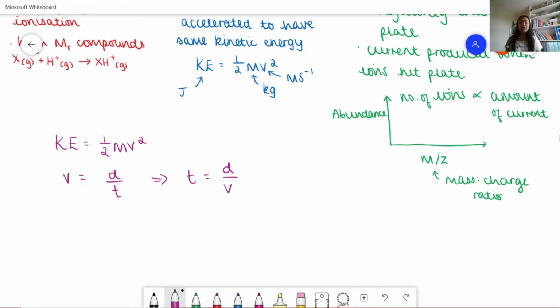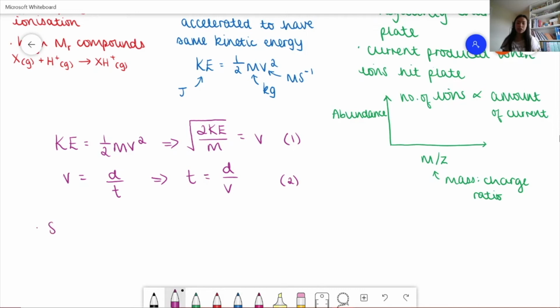And so rearranging the first equation to make v the subject, we firstly have KE divided by half, so that'll be 2KE. And then we have to divide it by m, and then we have to square root it because the v is squared. And so this is our equation for v. So now we have equation 1 and equation 2.